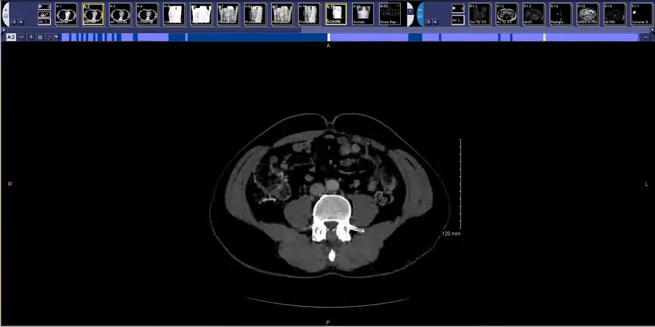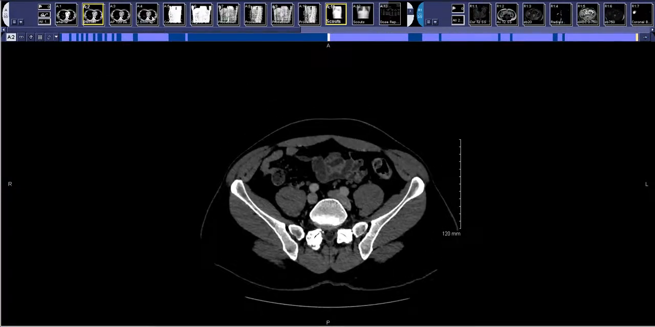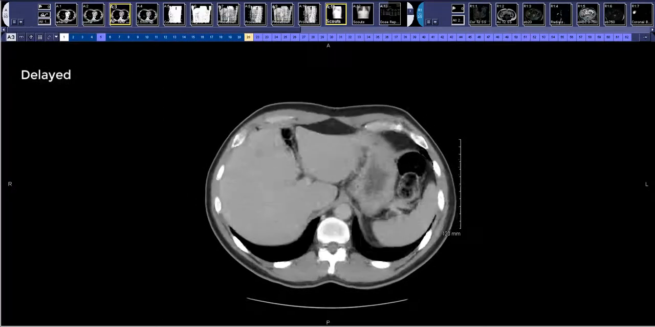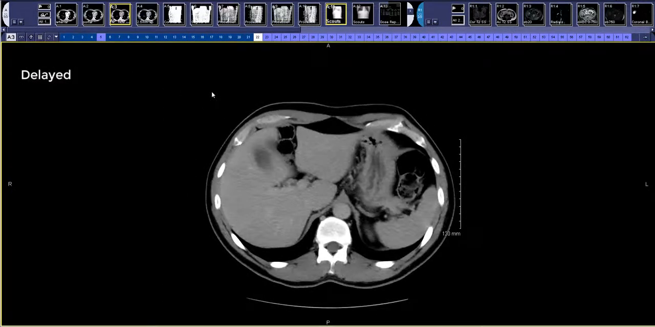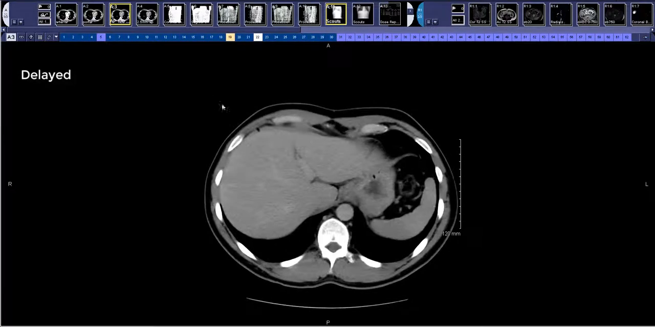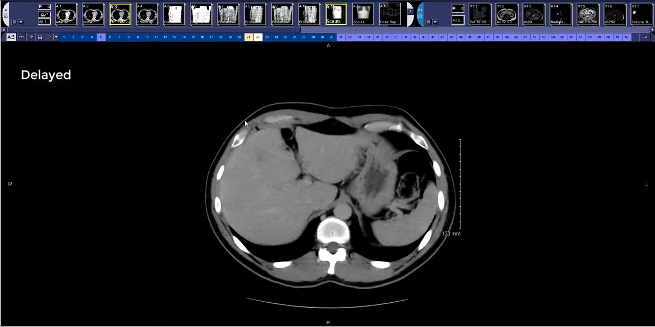The last phase of the multiphasic scan is often taken a couple minutes after the arterial and venous phase, and this is just to focally characterize a liver lesion. Again, hemangiomas sometimes can be hard to diagnose based off of just their arterial and portovenous appearances, so you get this delayed scan in case you have a focal liver lesion like a hemangioma to make sure it fills in.